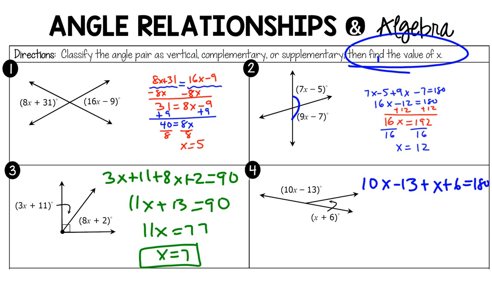Combine like terms. Is that right? 10x plus x is 11. Negative 13 and 6 is negative 7. Oh, plus 7. I made a mistake here. That's right. 11x equals 187. So this goes in 1 time, 17 times.